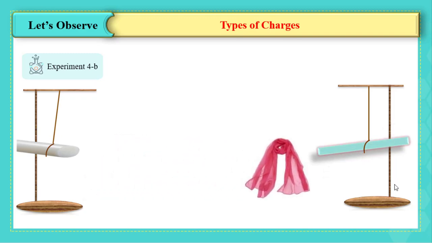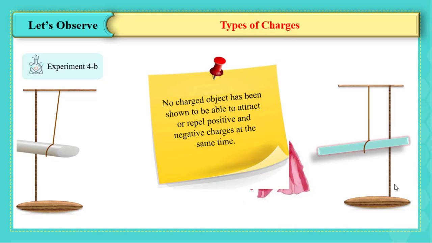In fact, with many other experiments, we have not found any charged object capable of attracting or repelling these two rods at the same time, which confirms to us that there is not a third type of charges, but only two types. Thus, no charged object has been shown to be able to attract or repel positive and negative charges at the same time.